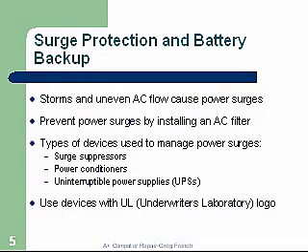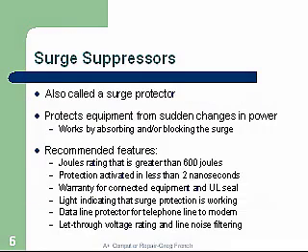Use devices with the UL, Underwriters Laboratories, logo. Surge suppressors, also called surge protectors, usually look like power strips. They protect equipment from sudden changes in power by absorbing and/or blocking the surge. Recommended features: a joules rating, generally greater than 600 joules; protection activated in less than 2 nanoseconds, so they're very quick; a warranty for connected equipment; and the UL seal.